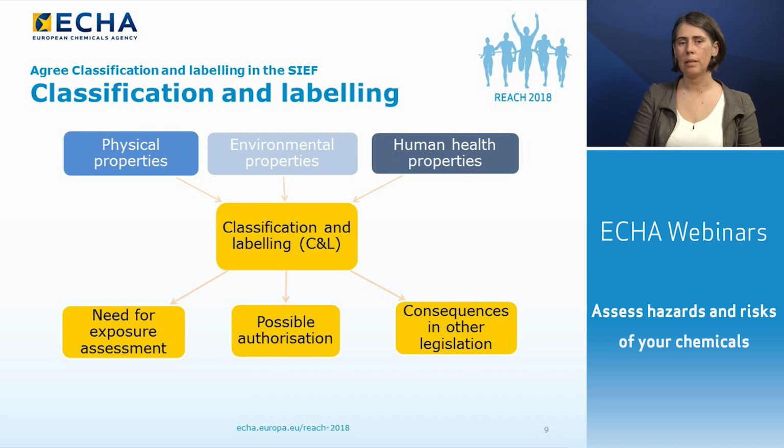Most likely you have already notified your classification to ECHA's classification and labeling inventory. Now you need to agree collectively in the sieve on the classification and labeling based on the available hazard information. Remember that agreement does not necessarily mean that there can be only one. You can agree on multiple classifications and labelings for the multiple compositions of the substance covered in the registration, for example, caused by different impurities or forms.